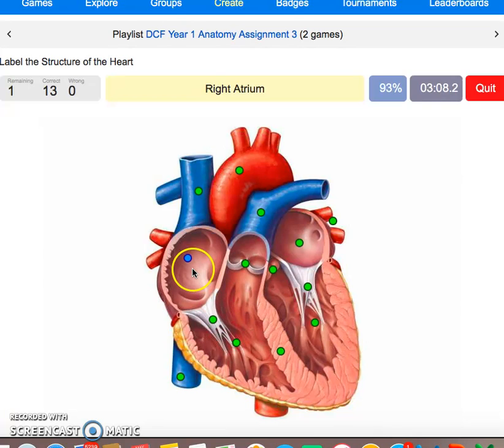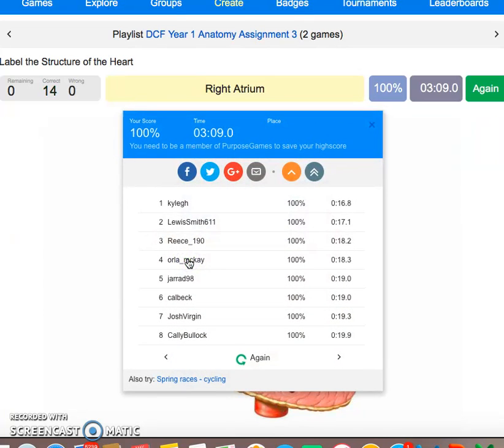The right atrium. The top chamber of the heart pumps deoxygenated blood from the vena cava down to the right ventricle.